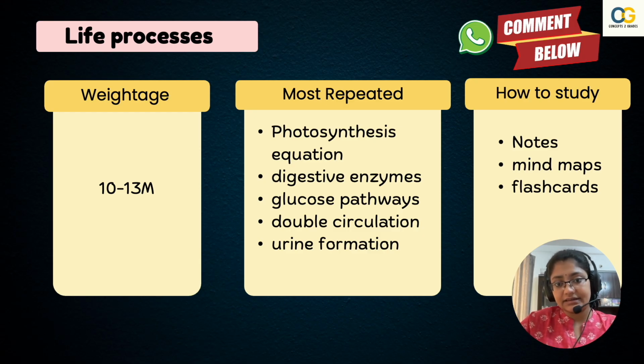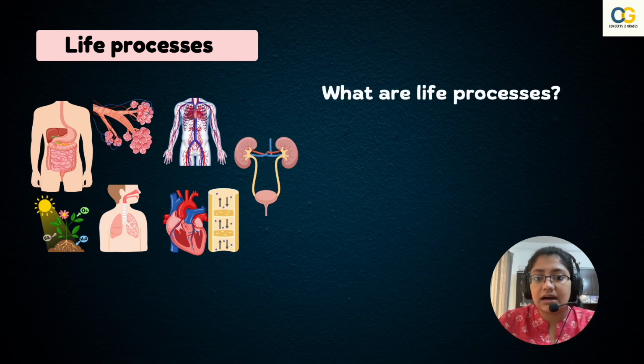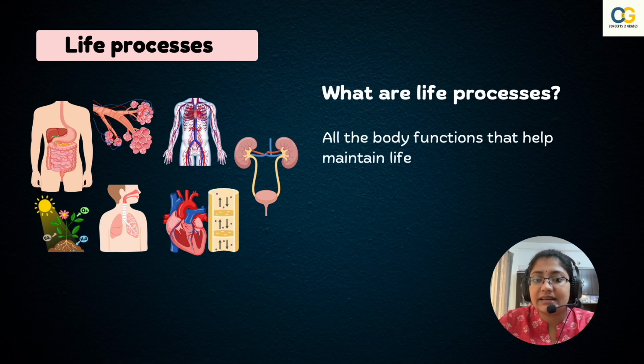So let's get started with life processes. First, let us try to understand what life processes are. Well, life processes are any processes that help you maintain life. That is, all the body functions that determine that you're a living being, that help you carry out your basic activities like breathing, respiration, digestion, circulating glucose around your body, and removing the additional waste in your body. Similarly, in plants as well, there are processes which help do the same. These kinds of processes are called life processes, which help an organism maintain life.